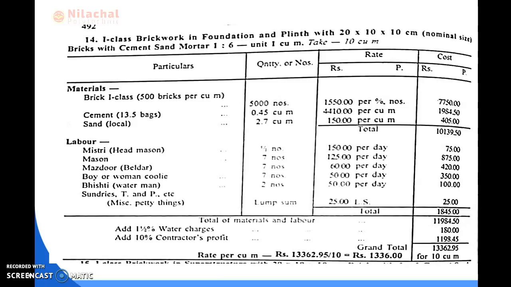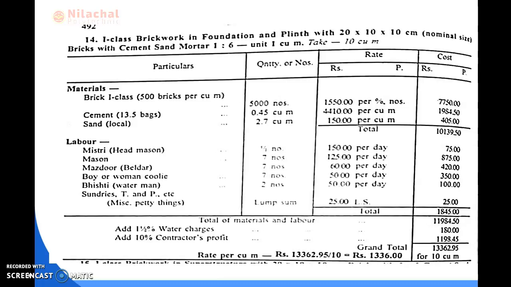So here for the brickwork the lump sum quantity is considered 25 rupees, or we can also consider 2.5 to 3% of the total quantity of labor. So here the constant we consider for the 10 cubic of the lump sum quantity is 25 rupees.